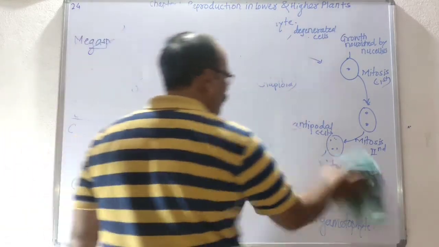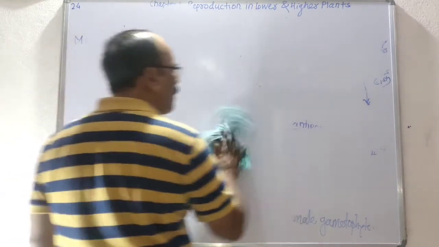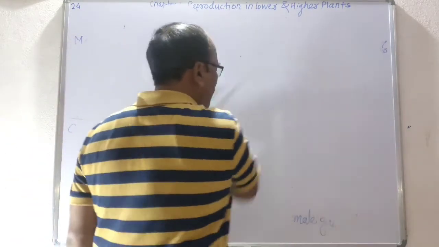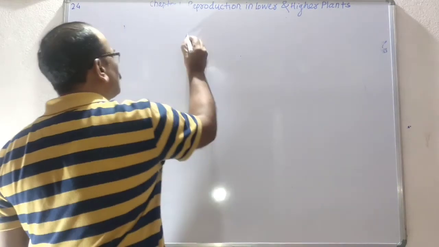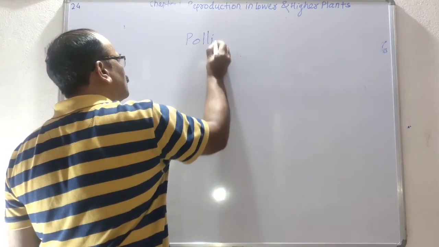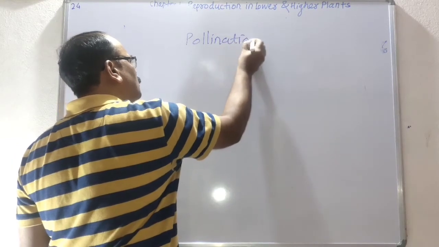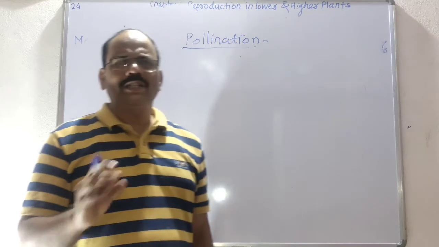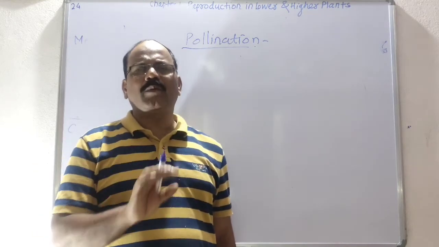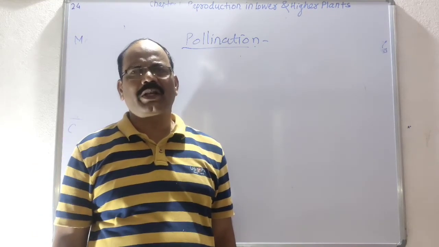What is meant by the process of pollination? Pollination means transfer of pollen grain from anther to the stigma of the flower.